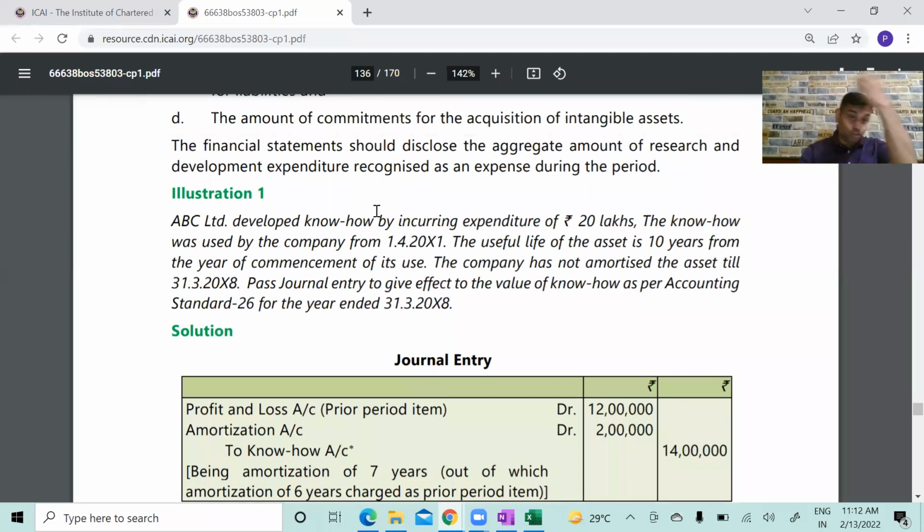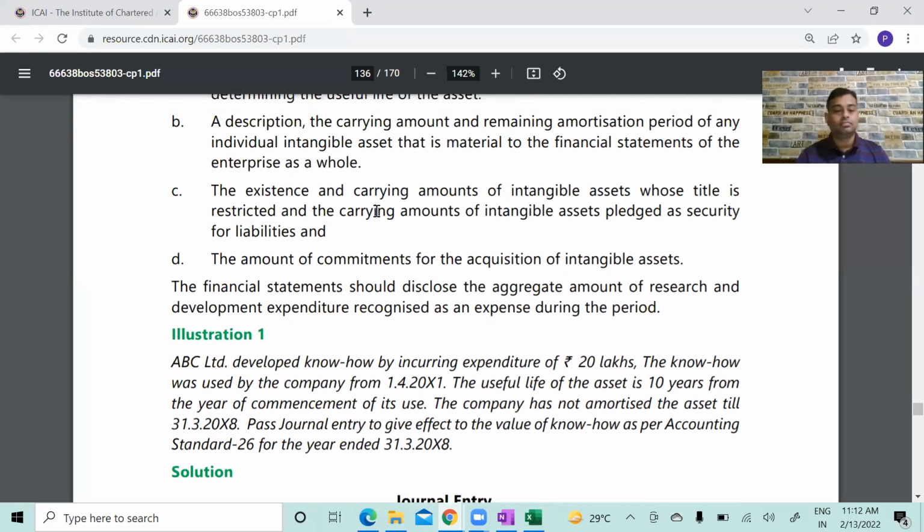Okay, so shall we go to question number 1? Read. APC Limited developed know-how by incurring expenditure of rupees 20 lakhs. The know-how was used by the company from 1/4/2011. The useful life of the asset is 10 years from the year of commencement of its use. The company has not amortized the asset till 31/3/2018. Pass journal entry to give effect to the value of know-how as per accounting standard 26 for the year ended 31/3/2018. All of you read the question again.